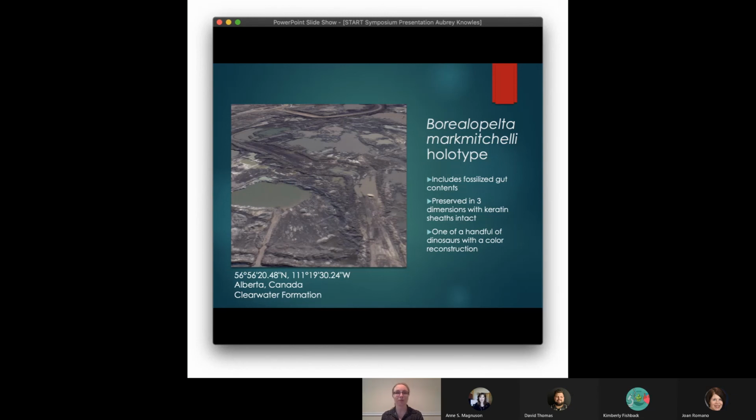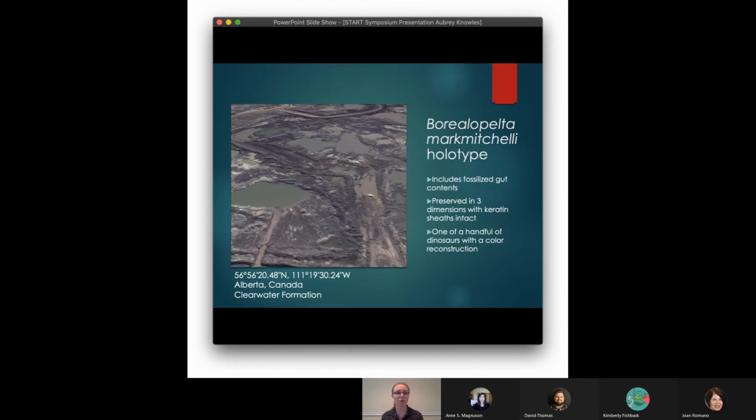And even more remarkably than those, it's one of the only dinosaurs that we have a color reconstruction for. So researchers were able to look at certain chemical compounds on the fossil and use that to infer its in-life pigmentation, and they think that Borealopelta was probably kind of a rusty orange-red color.